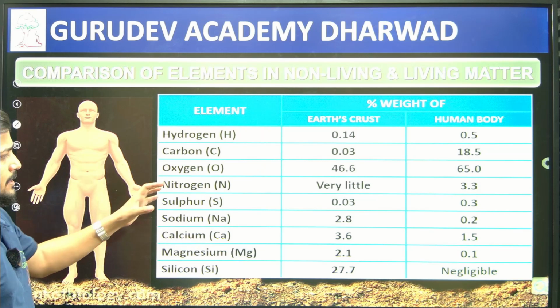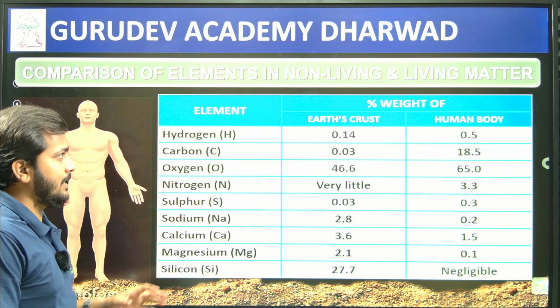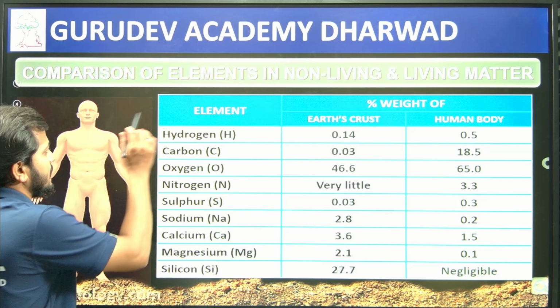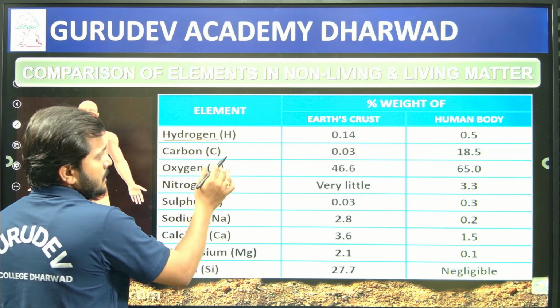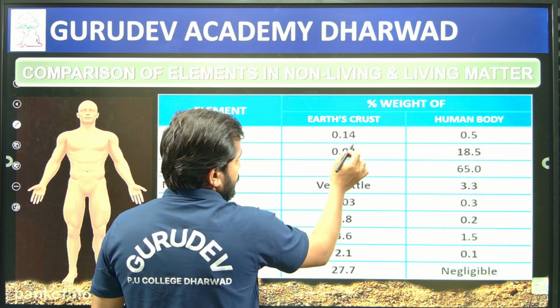This is also there in NCERT. Consider we take the element hydrogen. Hydrogen you can find with respect to the earth's crust.